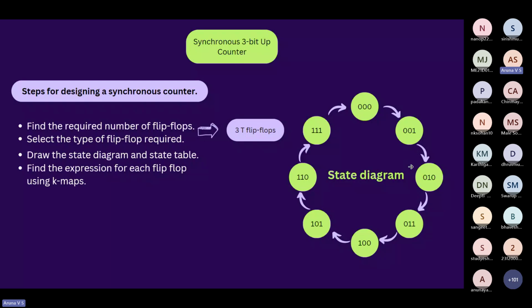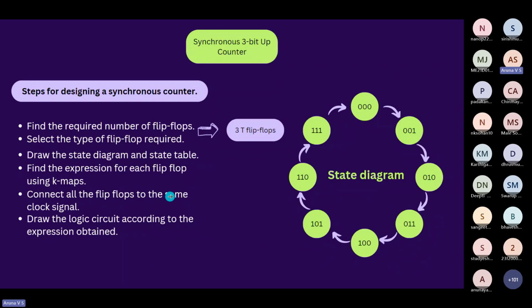The next step is finding the expression for each flip-flop using K-maps. So we'll be using the expressions. Since it's a synchronous counter, we'll be requiring a clock signal and it should be connected to all the flip-flops simultaneously. Based on those expressions, we'll be drawing the logic circuit.